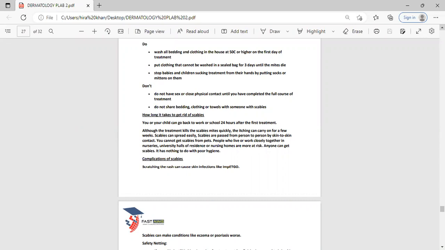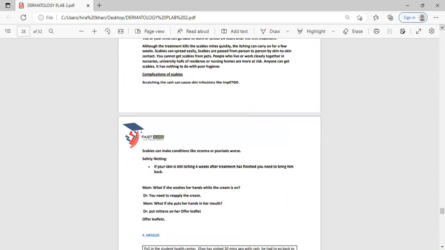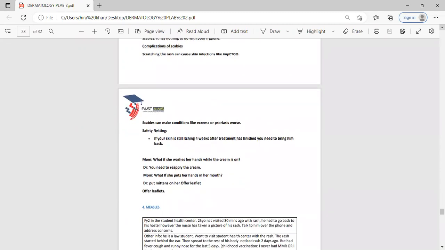Like this point, I have covered it here because there is a chance that the patient might ask this question. So that's why I have mentioned all the points, so you should be able to answer these particular questions. And then come the complications. Complications could be, if a person is having any skin problem, it can make it worse. And the safety net is, if your skin is still itching, like if your baby's skin is still itching 4 weeks after the treatment has finished, you need to bring him back. Otherwise there is no need.